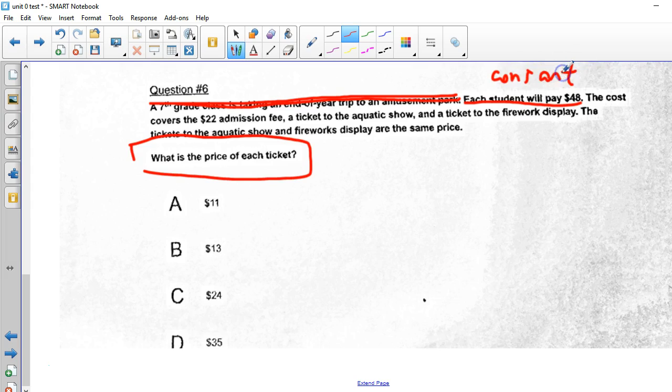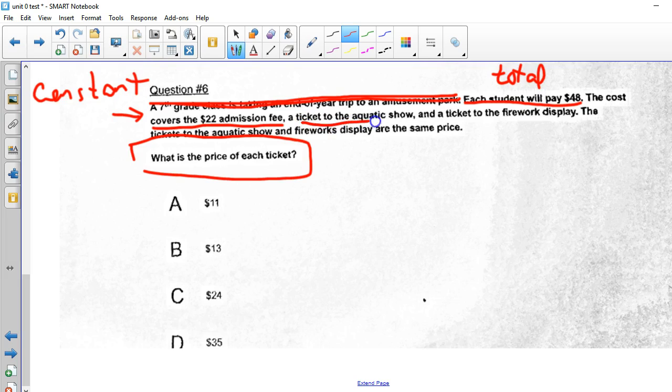Remember how we talked about constant expressions and variables? The cost covered, well, no, that's not your constant, silly Miss Hicklin. That is your total. So every student brings $48. And that $48 covers a $22 admission fee. The $22 admission fee is your constant term. You're going to pay $22 to get in, and then that's that. You don't pay it again.